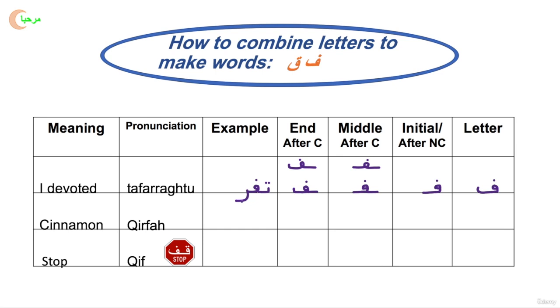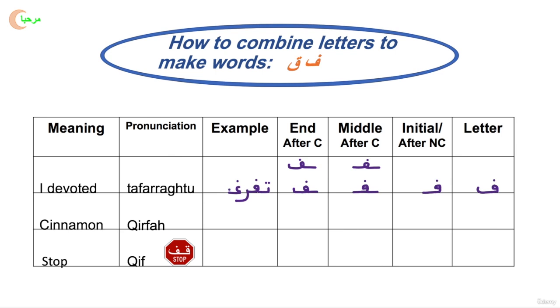And the ra is a non-connector, meaning that we're going to leave space here. The next letter here is ghain. So the ghain starts like this. Half circle, but we are not going to go below the line since this one here is also a connector like the fa. So we're going to go on the line and don't forget the dot.